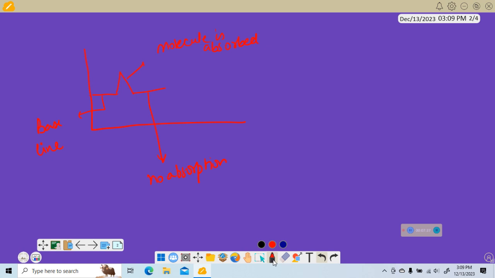Now if you see this area, this area is basically the quantity of that molecule. Okay, so this was about it. Thank you.